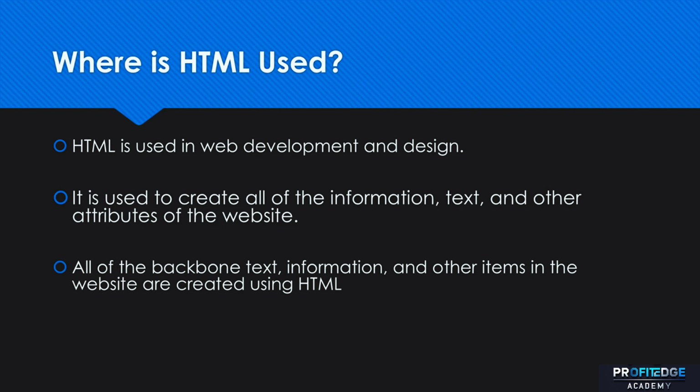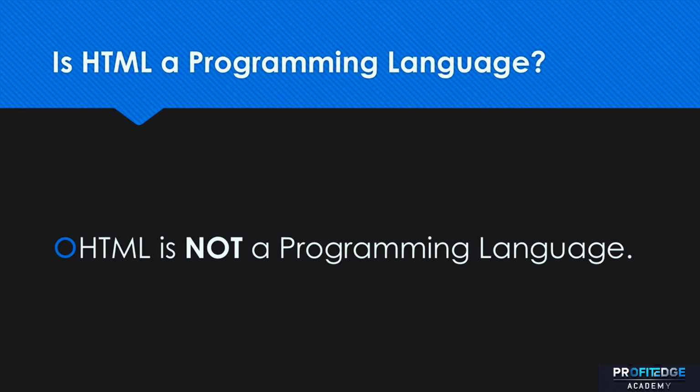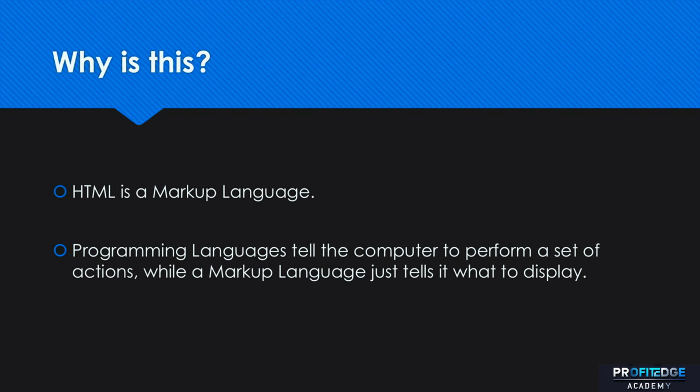Now, one thing I'd like to say is if you think HTML is a programming language, it's not. Now, it's kind of hard to explain, but here's why. HTML is a markup language. Here's the difference. A programming language will tell a computer a set of actions to do to come out with a result. So for example, if you're programming in C++, you would write a few lines of code which would tell the computer some actions and output a result.